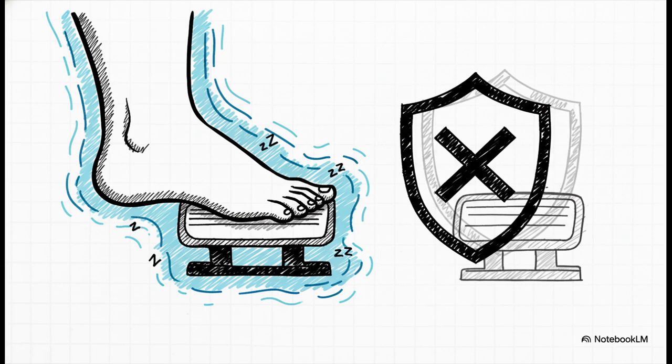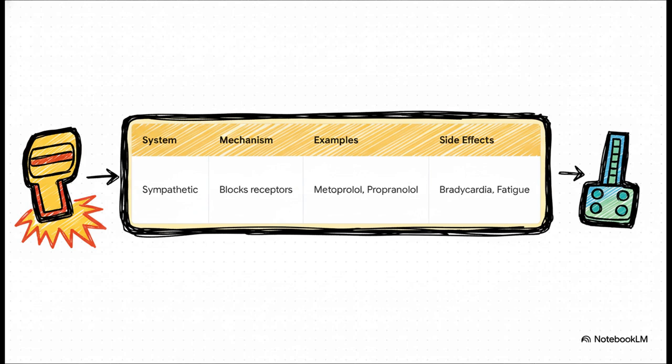Okay, so we've hit the accelerator. Now what happens when you block it? That's where adrenergic blockers come in. They basically put a brake on that whole fight or flight system, calming things way down. So check this out. By jamming up those same alpha and beta receptors, these drugs do the complete opposite of the agonists.